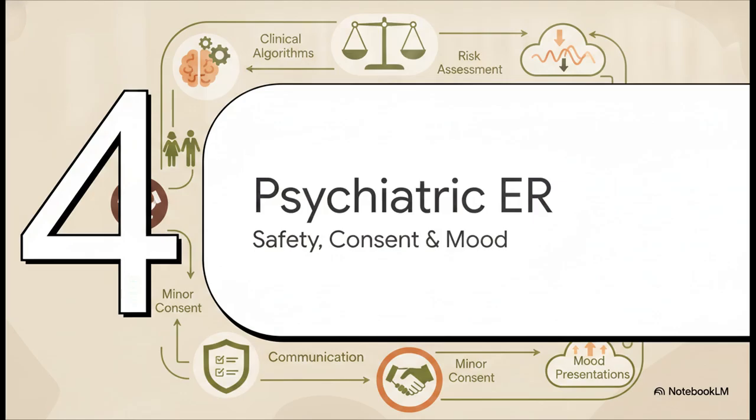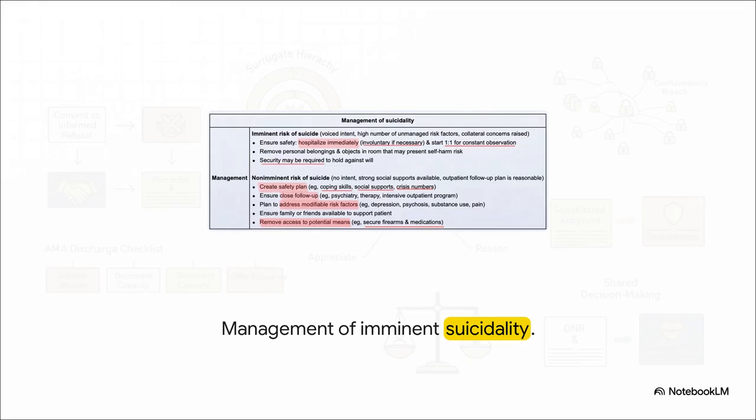Our final shift: the psychiatric emergency, safety, consent, and mood. Managing suicidality always follows one of two distinct pathways, and it all comes down to imminence. If the threat is imminent, meaning the patient is actively voicing intent, they have unmanaged risk factors, or family members are raising major collateral concerns, your priority is safety. This means immediate hospitalization, involuntarily if you have to, and starting one-to-one constant observation.